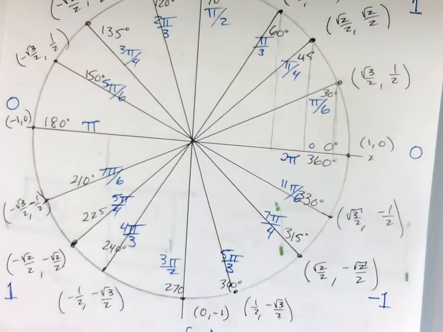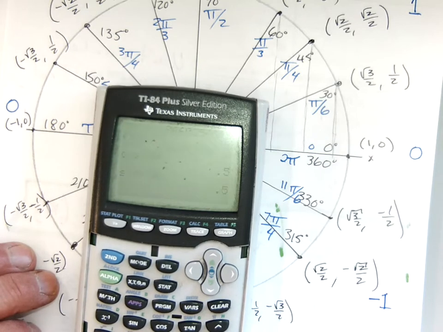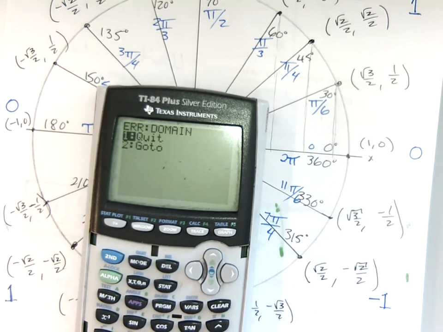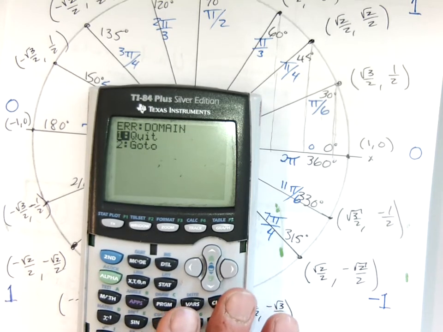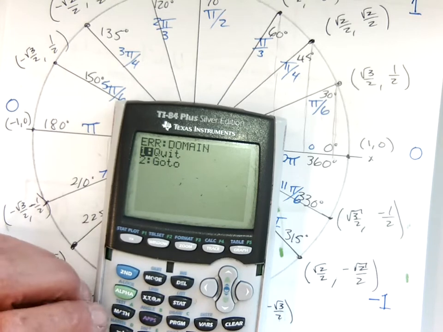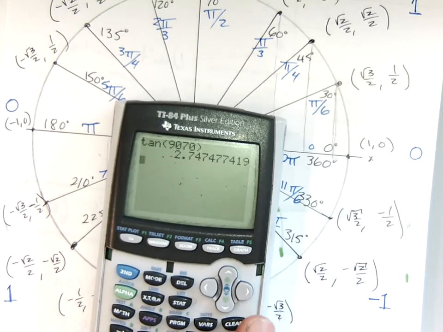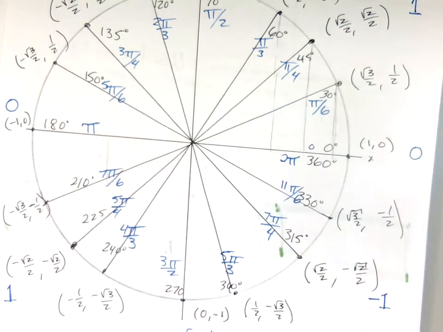Check it out. Tangent 90. Let's see what it says. Oh, got to turn it on first. Tangent 90. What does it say? Domain error. It does not like it. So you can't, and tangent 270, can't do that one either. Tangent of 270, same thing. It's just going to give me a domain error. Oh, no wonder. Too many numbers there. Tangent 270. There you go. Domain error. Okay, can't do that.